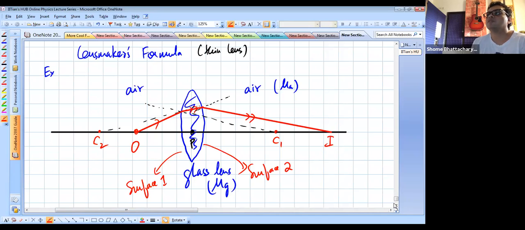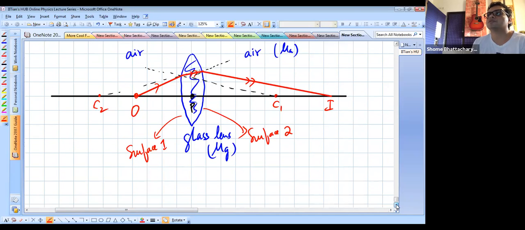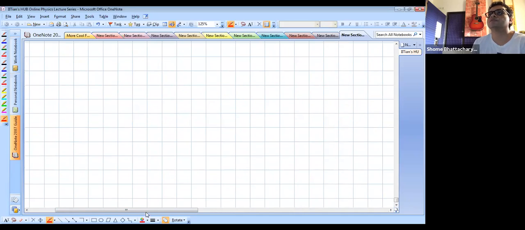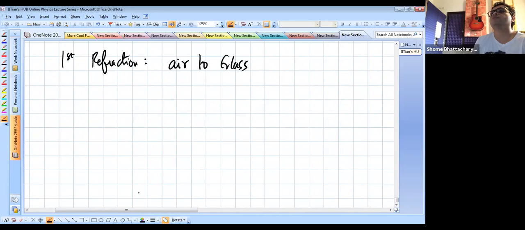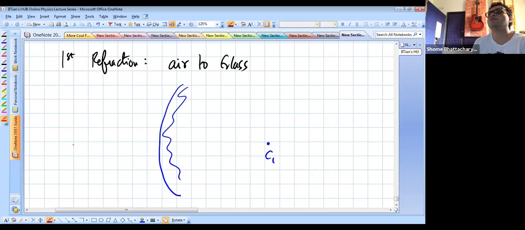But if I solve each refraction one at a time, let's solve them one at a time. If I talk about the first refraction, it's happening from air to glass. For that refraction, I don't need to worry about the whole lens. I just need to understand that the first surface of refraction was this one, this glass. Its center of curvature was here, C1, and my object was the object O, somewhere over here.